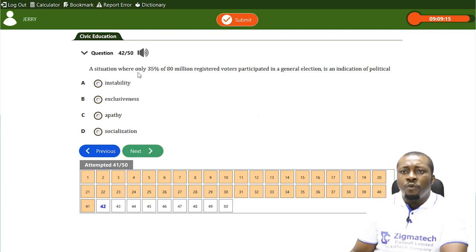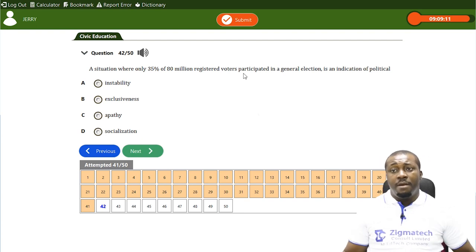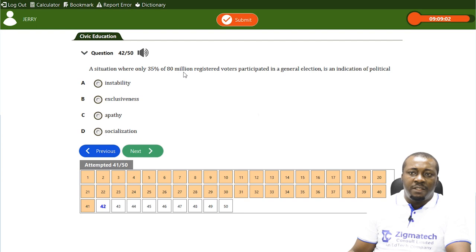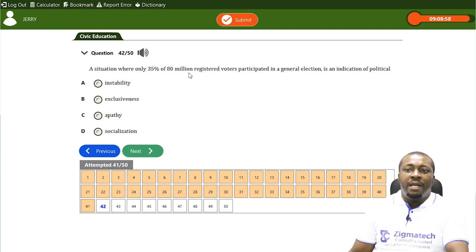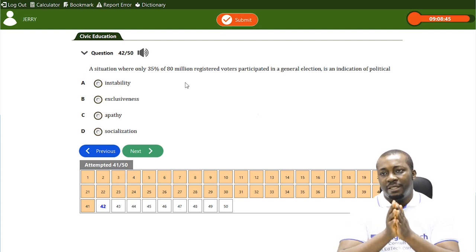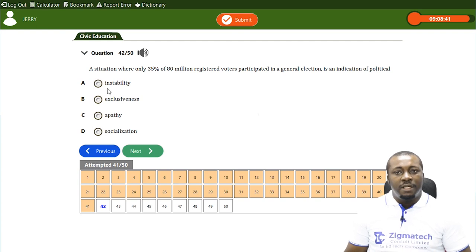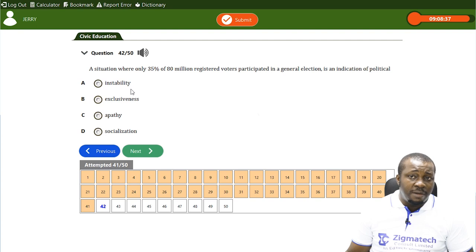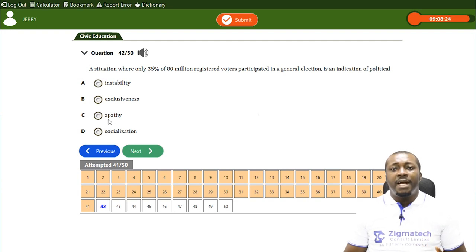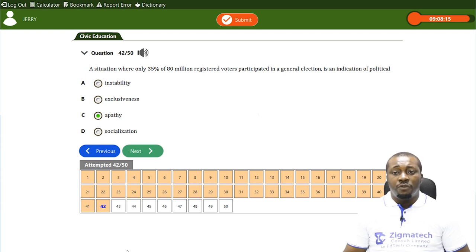Now, a situation where only 35% of 80 million registered voters participated in a general election is an indication of political what? Now, this question tests when you have just 35% of 80 million registered people voting in an election, it shows that most people are not interested in the political activities of their state. Now, what do we mean by not being interested? Is it A, political instability? No, it does not indicate political instability. B, political exclusiveness, does not. D says political socialization, which has to do with learning and internalizing of political norms and values of the state. Brother, the answer is simply political apathy. We are talking about political apathy here, lack of interest demonstrated by citizens in the political affairs of the state.